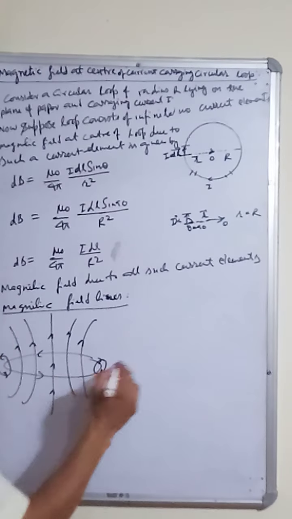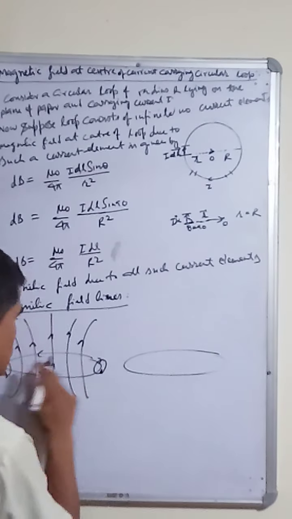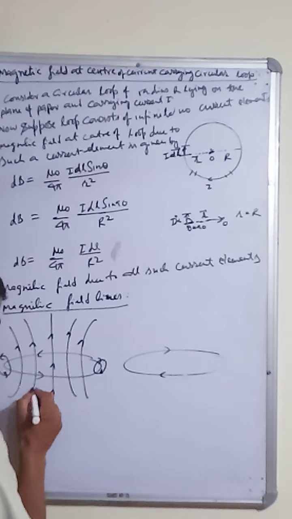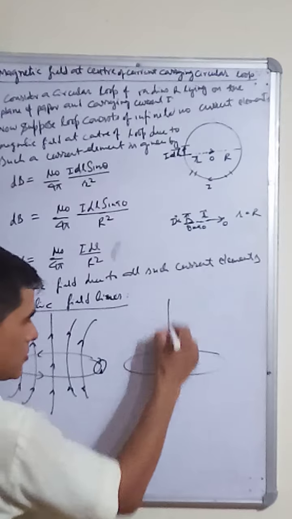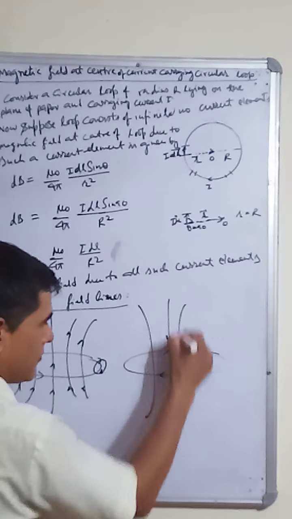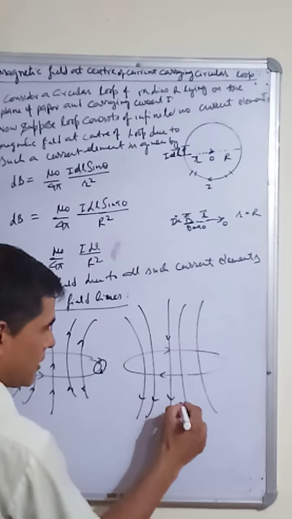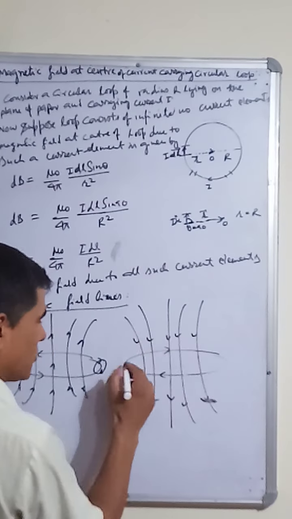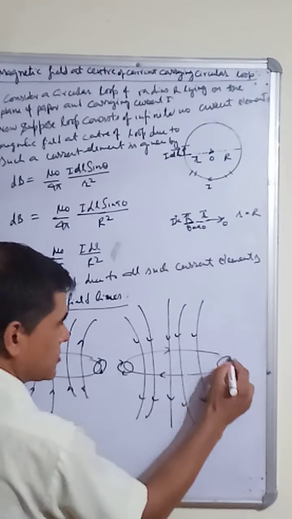Okay, and if the current is opposite to that of this one, then for the magnetic field you only have to change the direction of the arrow. Now the direction will be downward. Okay, look at this one.